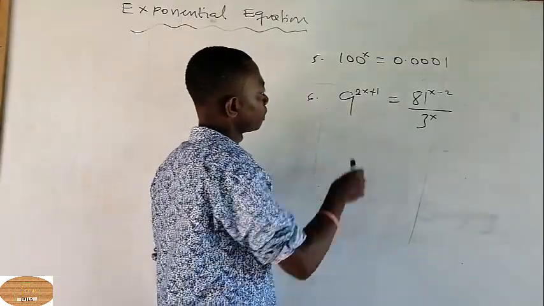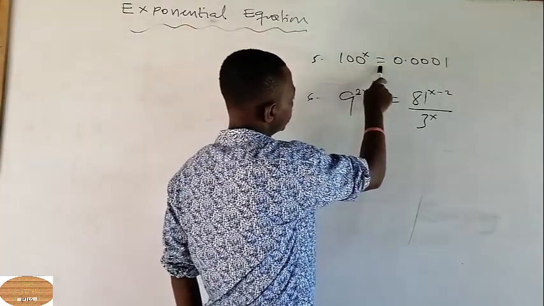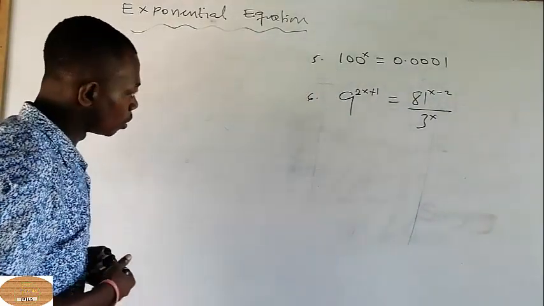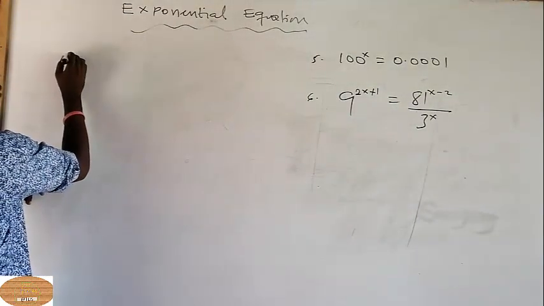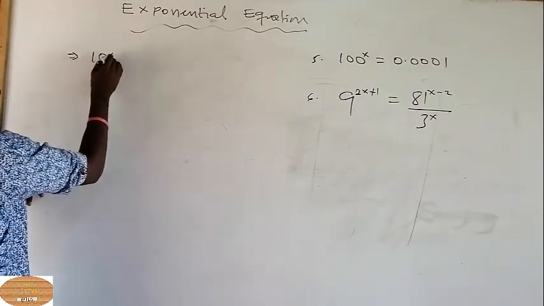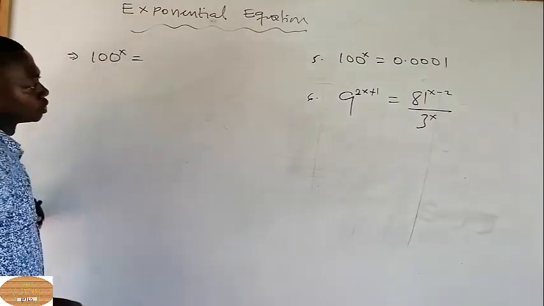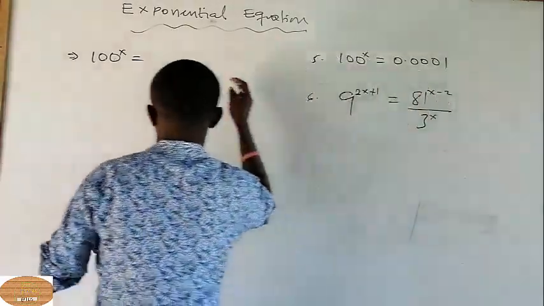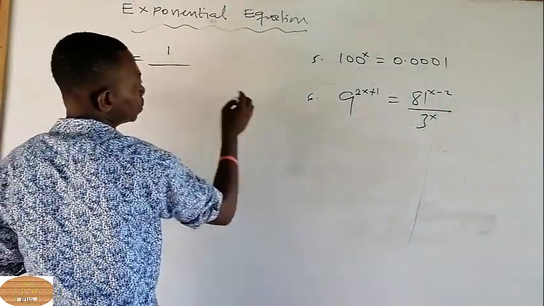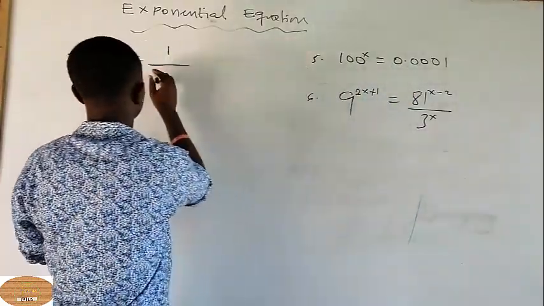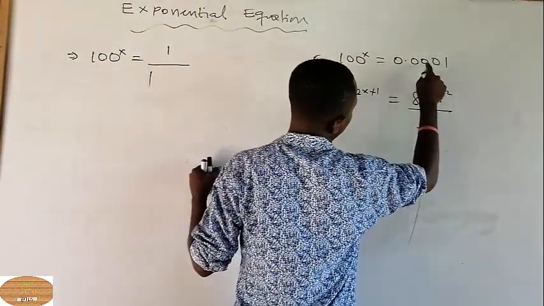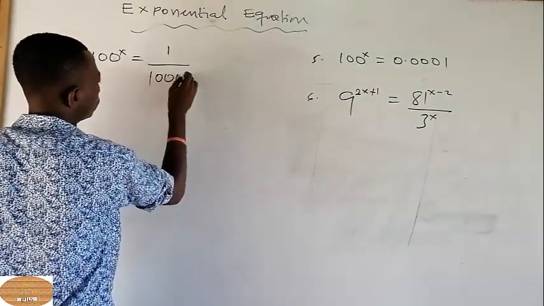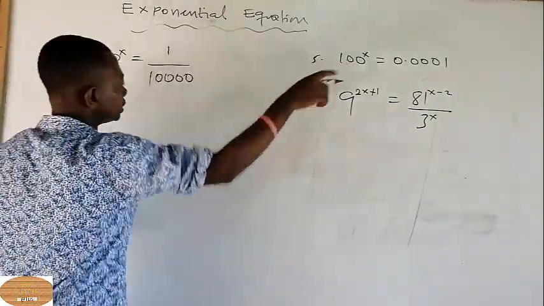Now the fifth one, we have 100 to the power x equals 0.0001. Alright, so I have this one, 100 to the power x equals. So this one is the same as, so I'll write my 1 over. So where the point is, I'll put 1 there, then count: 1, 2, 3, 4. So I'll make 4 zeros: 1, 2, 3, 4. Alright. So this one is the same as that.